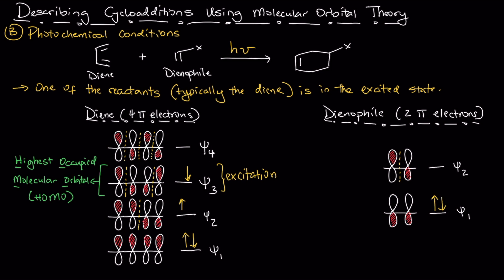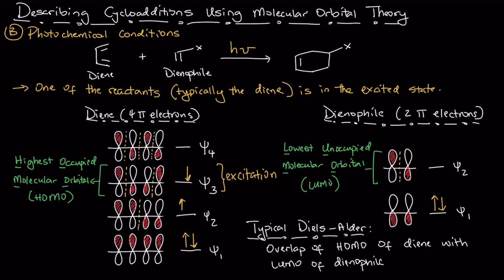The dienophile, on the other hand, still stays in its relaxed state, so that will still be the case where the two electrons are in site 1. And so LUMO, our lowest unoccupied molecular orbital, is still site 2. So that hasn't changed. So we only excited the diene and not the dienophile under photochemical conditions.